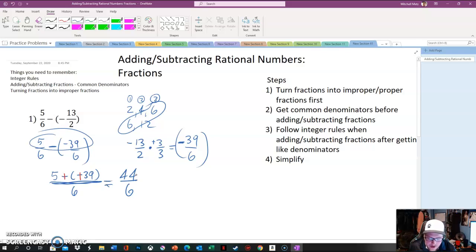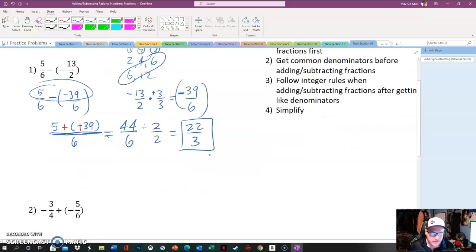Now I can simplify. 44 and 6 are both even numbers, so I can simplify these by dividing them both by 2. So 2 over 2, I can divide by that. Again, I divide by a whole. This makes 1. So 44 divided by 2 would be 22. And then 6 divided by 2 would be 3. So I could leave that as my answer, 22 over 3, or I could turn it to a mixed fraction. It's my choice what I want to do. But we normally leave it as an improper fraction.